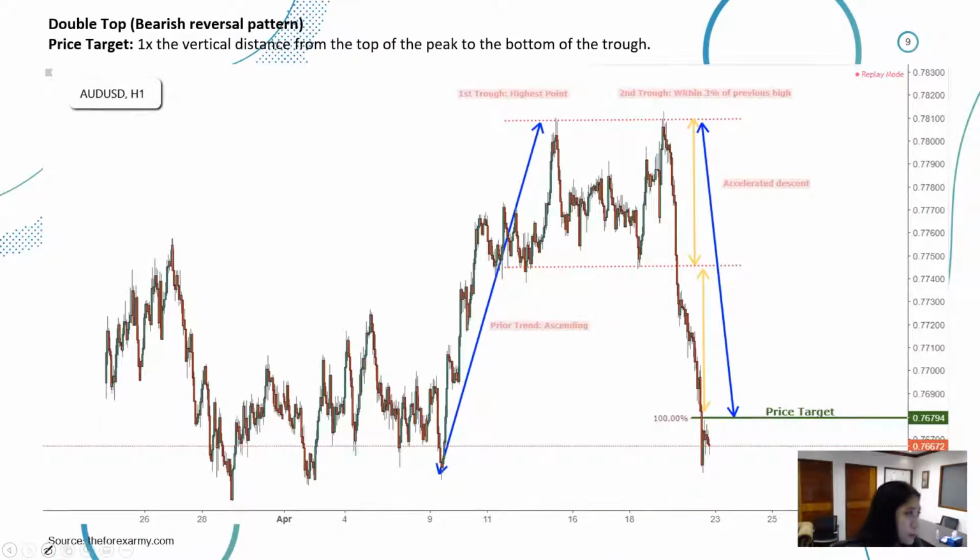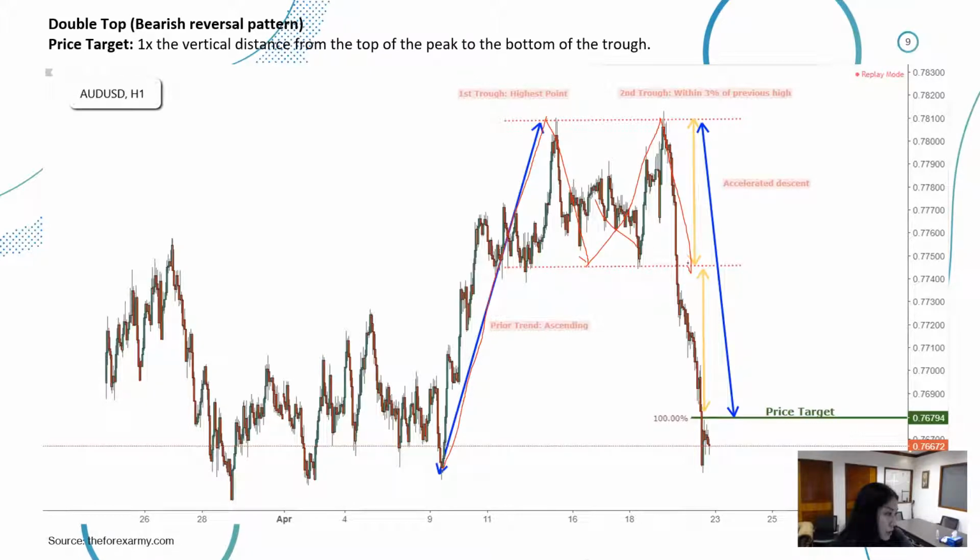Let's look at another example. You can see that the prior trend here is ascending. From the bottom it goes all the way up to the highest point for this first peak. When it reaches the resistance level, it goes back down to this level. It bounces off, right? It bounces off from here to the top, and it goes down here again.